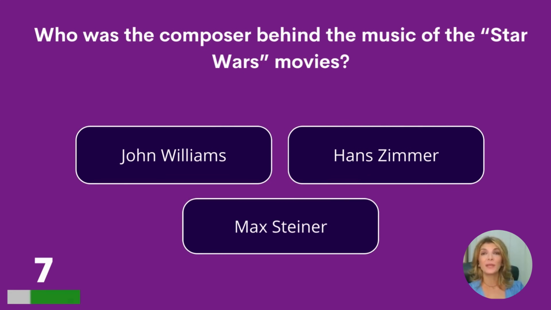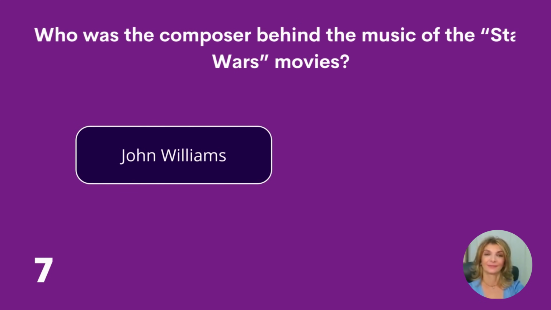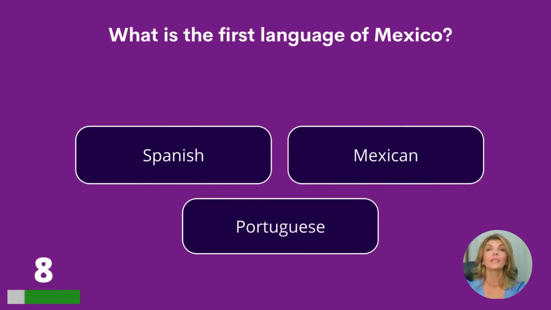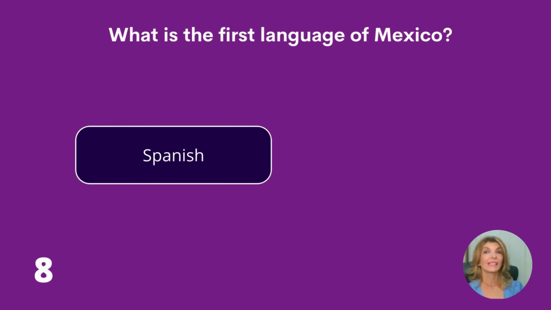Who was the composer behind the music of the Star Wars movies? John Williams, Hans Zimmer, or Max Steiner? John Williams. What is the first language of Mexico? Spanish, Mexican, or Portuguese? Spanish.